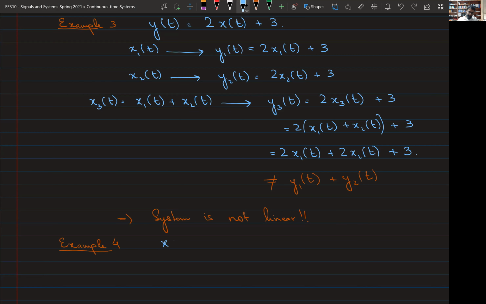So y of t equals the real part of x of t. Is this system a linear system or a non-linear system? If I just extract the real part, that's what the system does. Or sorry, it extracts the real part of the input and assigns it to the output. That's what the system does. Is this a linear system or a non-linear system?